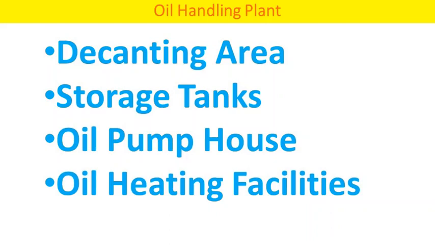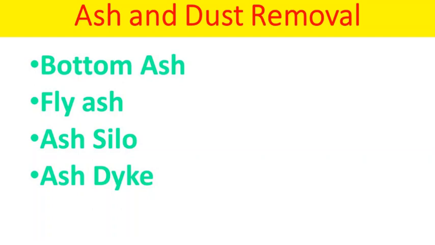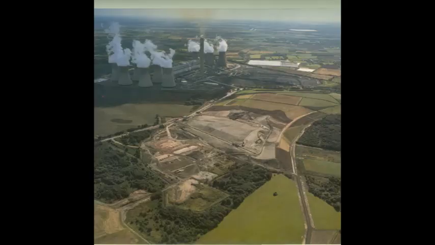Regarding the ash handling plant, we have already discussed the formation of bottom ash at the bottom of the furnace and fly ash which is accumulated and arrested in the electrostatic precipitator and mechanical dust collectors. All these ash particles are transported by the ash handling system and ultimately dumped in the ash dikes, ash ponds.